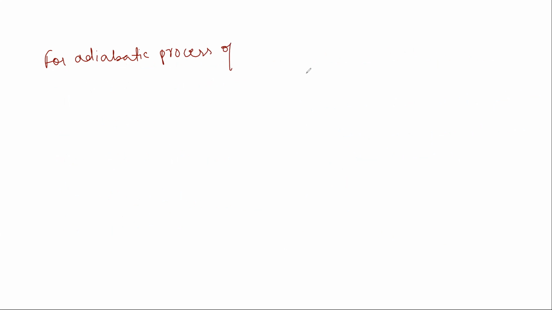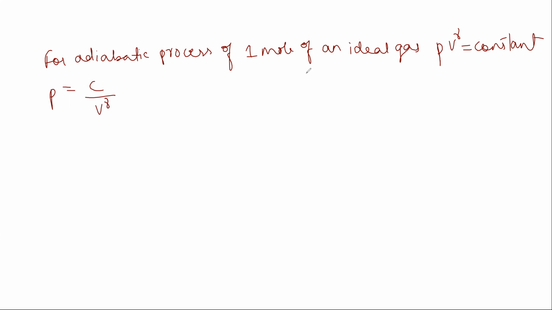of 1 mole of an ideal gas, how can we represent it? We can represent it as PV raised to gamma is equal to constant. So how do we write that? P is equal to C divided by V raised to gamma. Let us take this as equation 3.